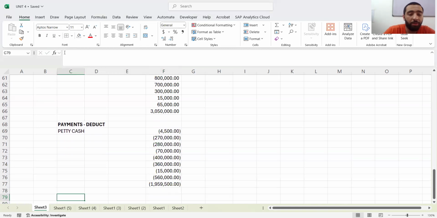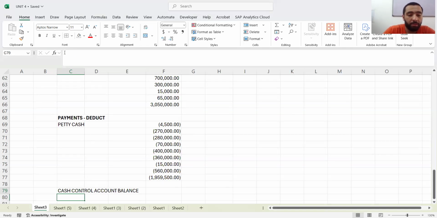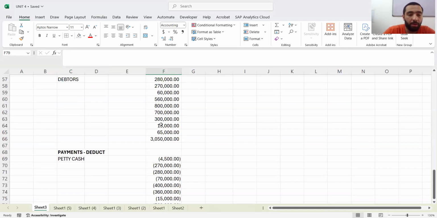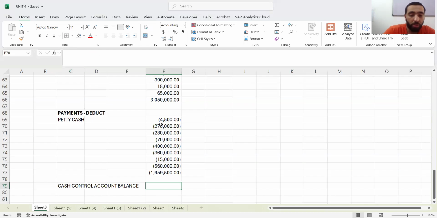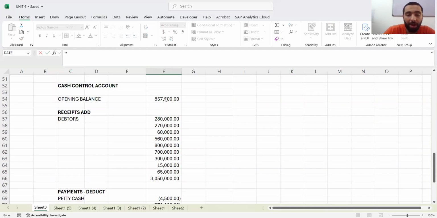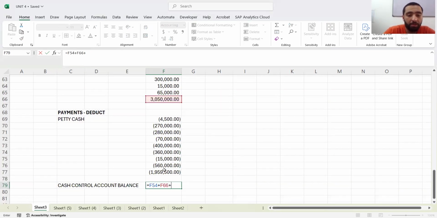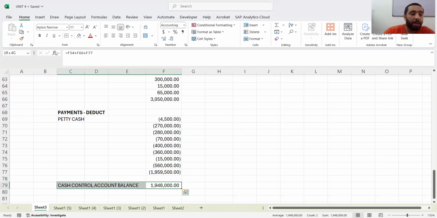How much is the cash control account balance? Okay, so what you do? This value plus this value, and then you have to deduct this value, and it will give you 1,948. Your cash control account balance is completed. Right? Very simple one. We have done so many questions regarding this.